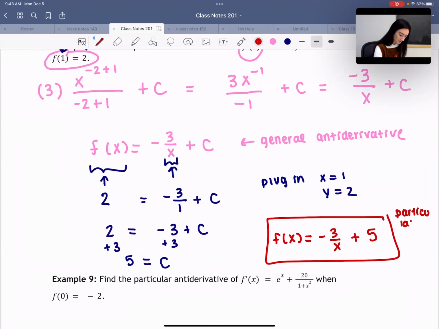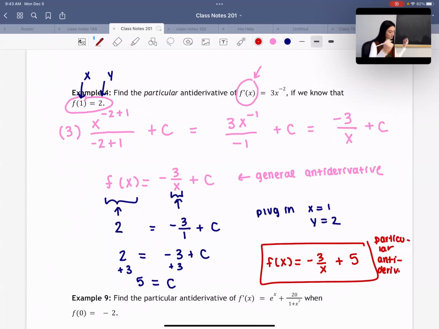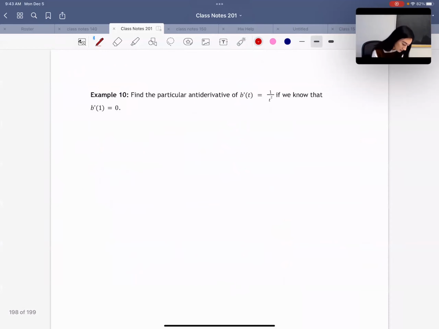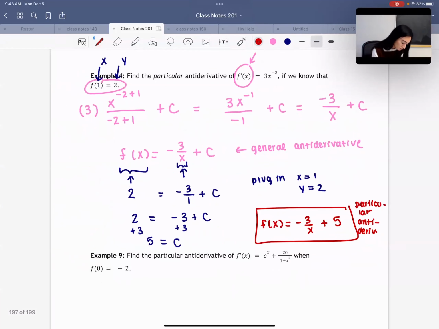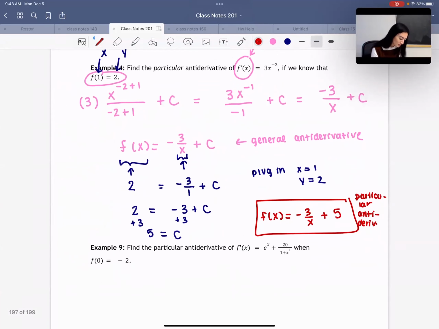Particular antiderivative. Okay, so we went from the general antiderivative to the particular antiderivative. We can find what c is as long as we have some more information about what the original function is. Okay, so it's literally kind of just a two-step problem here. All right, what do I want to do here? Did I have another one? Why don't you give example 9 a try?